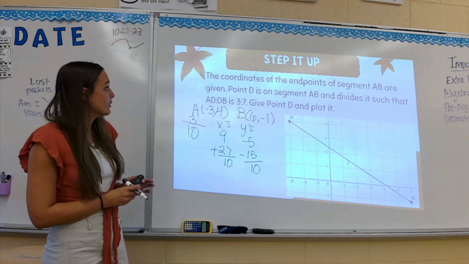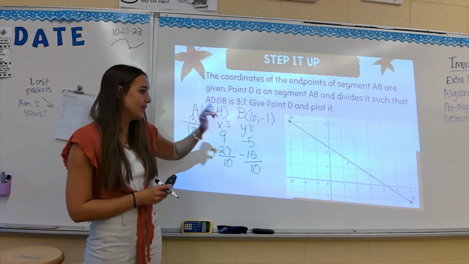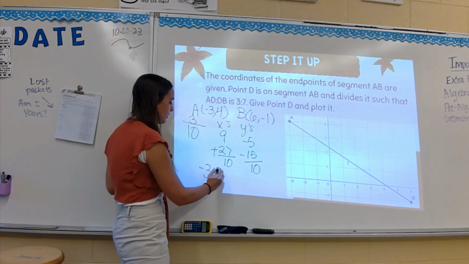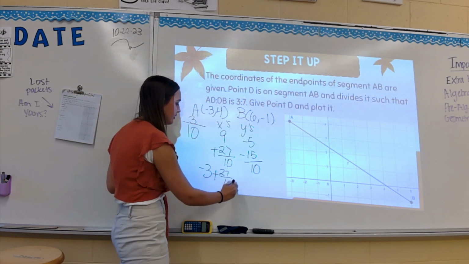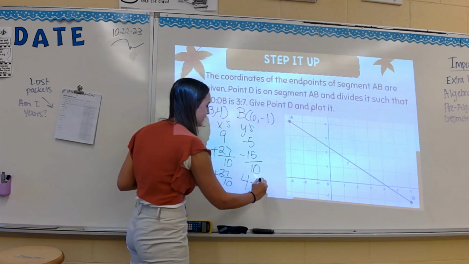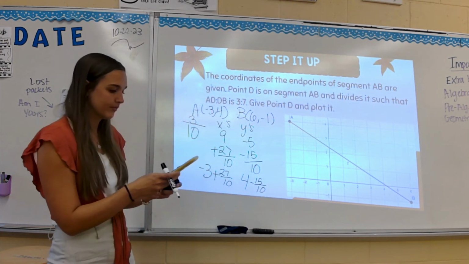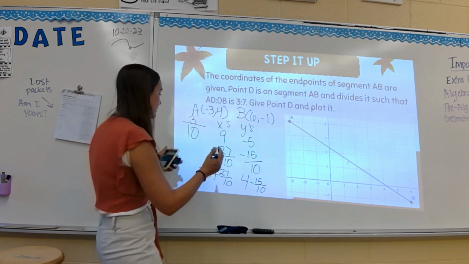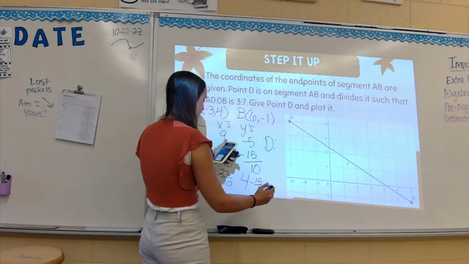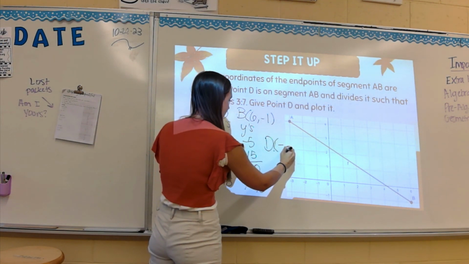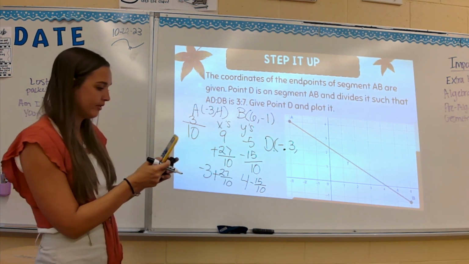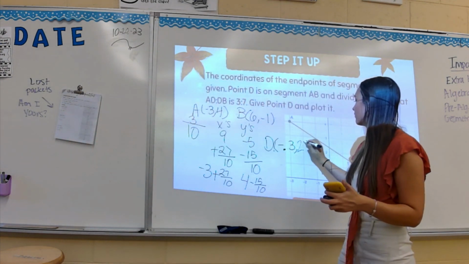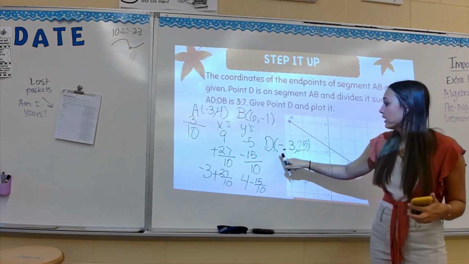Our next step: they're telling us we're going from A to B, because it's saying segment AB. So we're going to add to point A. I'm going to do -3 plus 27 tenths, and my y is going to be 4 minus 15 tenths. So let's put that in my calculator. I have 27 tenths, -3 plus that. My x from my point D is going to be -0.3, comma, and then we have the y, which is 4 minus 15 tenths, which is 2.5. So my final point is -0.3, 2.5.